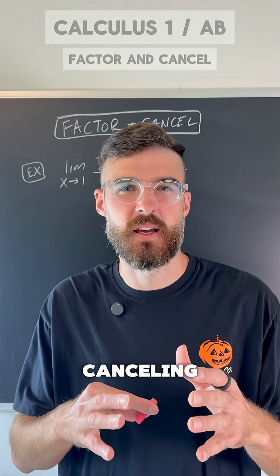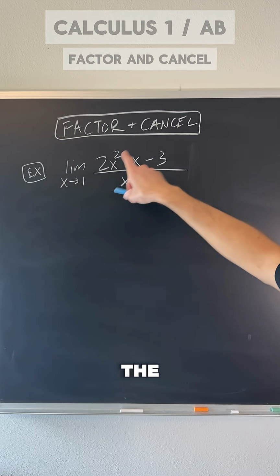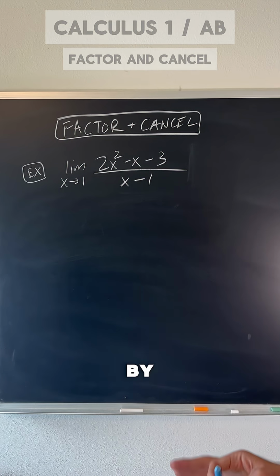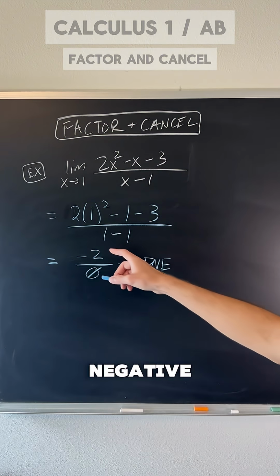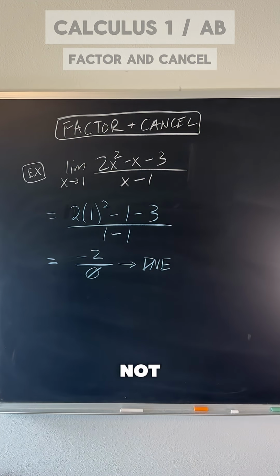Let's talk about factoring and canceling. In this example, we're asked to find the limit of this rational function. We'll start by using direct substitution to see if we end up with an indeterminate form or not. So we plug in 1 for x, and what we end up with is negative 2 over 0, which means the limit does not exist.